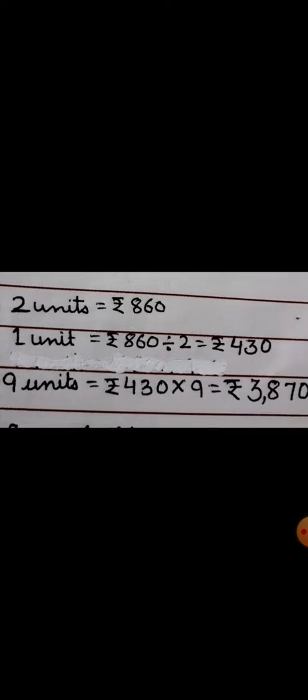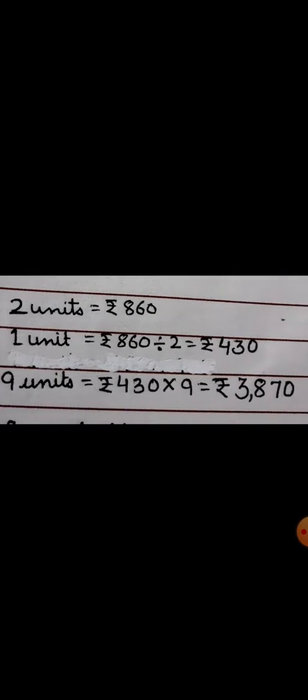Now the value of 9 units: 430 rupees multiplied by 9 is equal to rupees 3870. So he brought rupees 3870 for the trip.